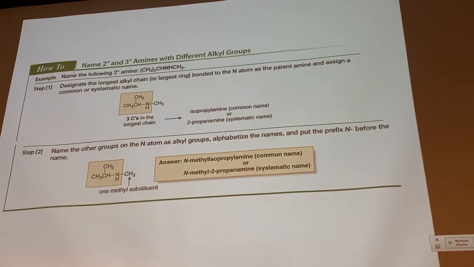And then the other group or groups are named as substituents of that name. And you put an N in front of that to indicate that those substituents are attached to the nitrogen. We're used to seeing numbers used for substituents, but that nitrogen doesn't have a number in the molecule. And so we put an N to indicate that in this molecule, the methyl group is attached to the nitrogen. Okay? Any questions on naming our more complicated secondary and tertiary amines?